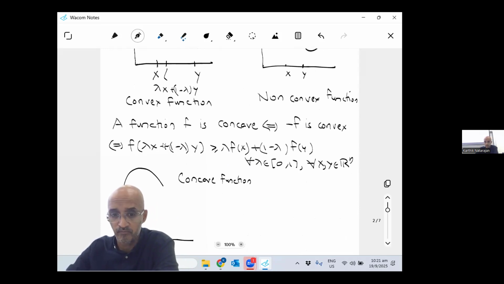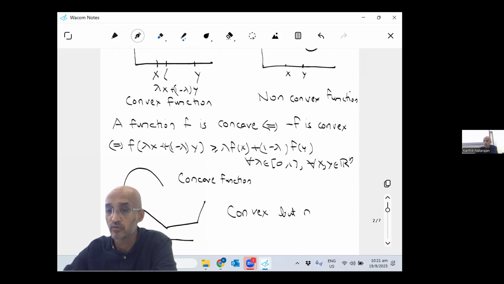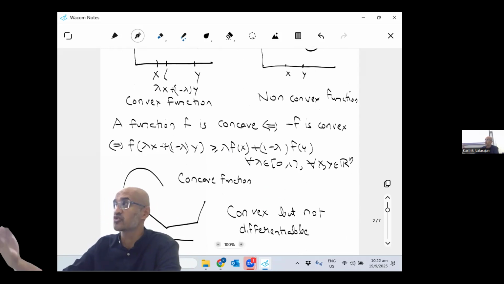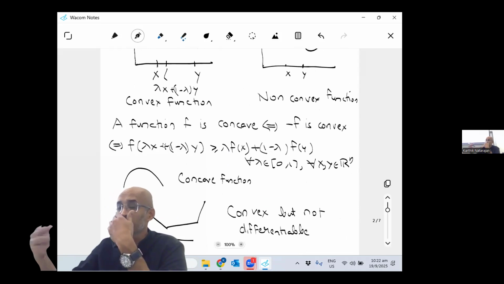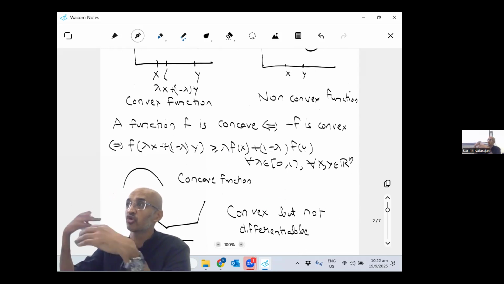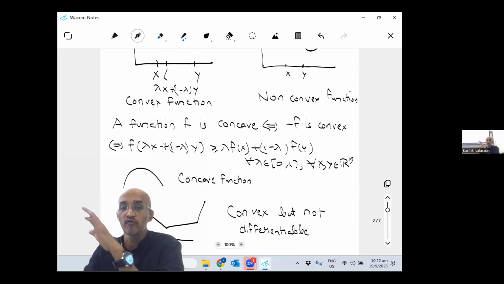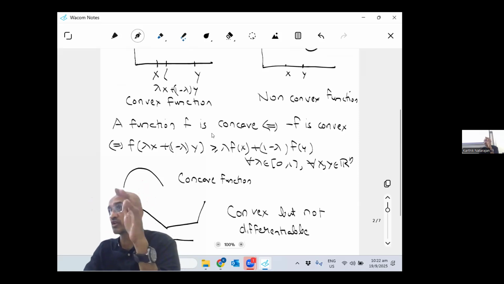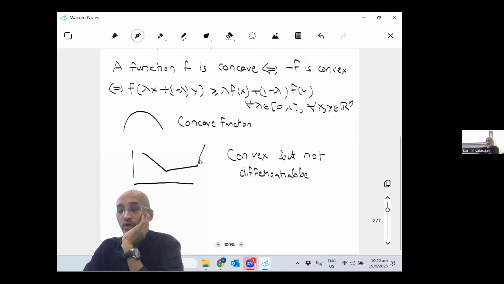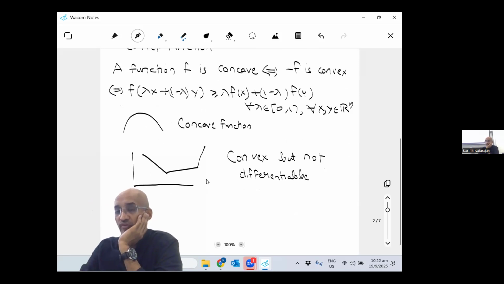So here's the function which is convex but not differentiable. Okay. So if the function is differentiable, there are definitions of convexity based on gradients, and there are definitions based on Hessians, the second derivatives. We won't pursue that in this part. It's not critical for us. But you can clearly have convex functions which are not differentiable.